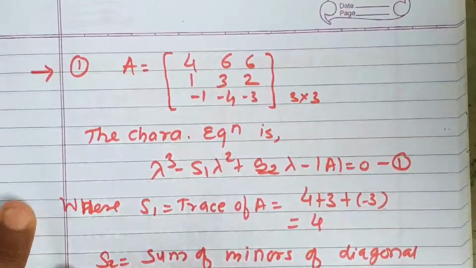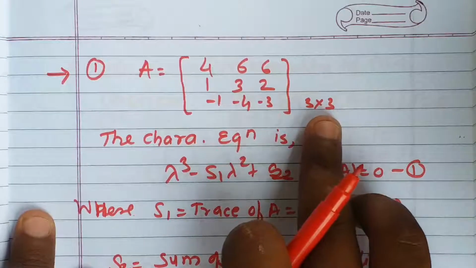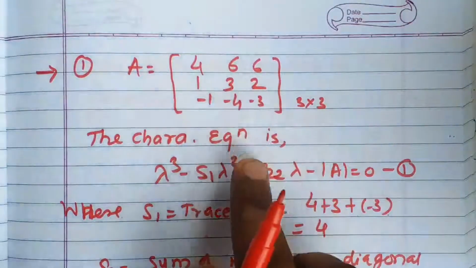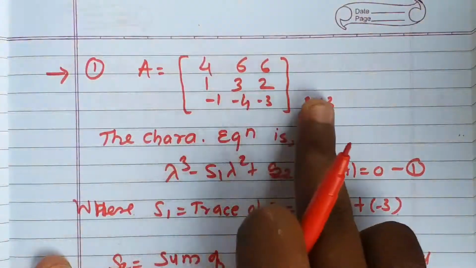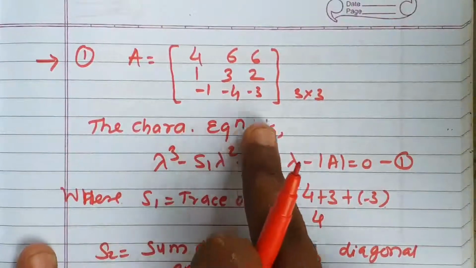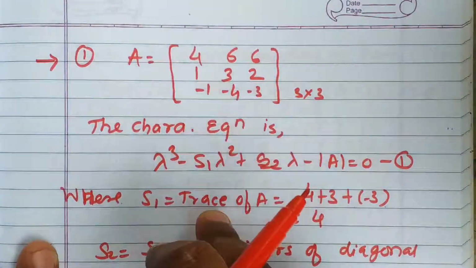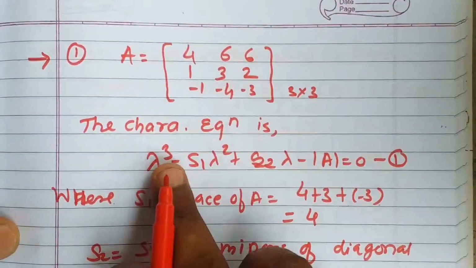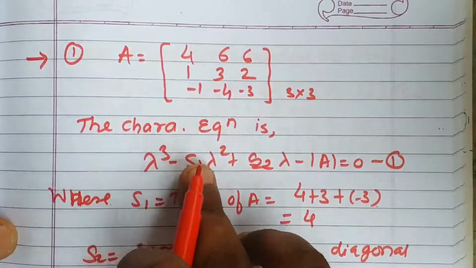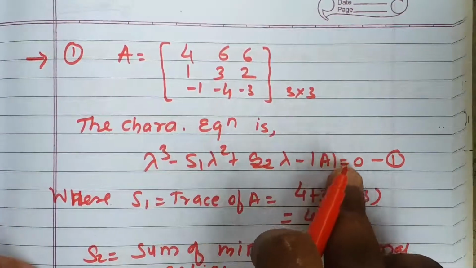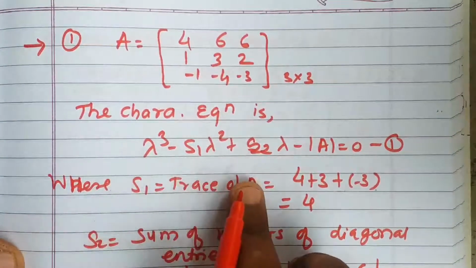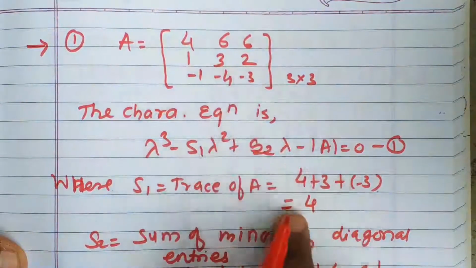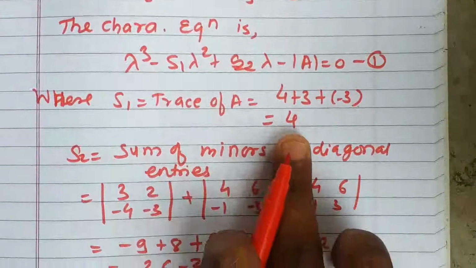Very first example: it is a 3 by 3 matrix. For this matrix we need to calculate the eigenvalues and the eigenvector corresponding to the lowest eigenvalue. For a 3 by 3 matrix we have a formula for the characteristic equation. We first calculate the characteristic equation because the roots of the characteristic equation are the eigenvalues. The formula is lambda cube minus s1 lambda square plus s2 lambda minus determinant of A equal to 0, where s1 is the trace of the matrix. Trace means the sum of the diagonal entries, and it is 4 plus 3 plus minus 3, that is plus 4. So s1 is plus 4.